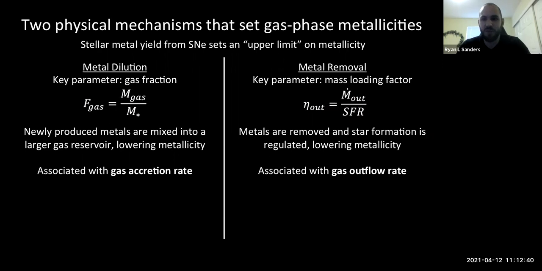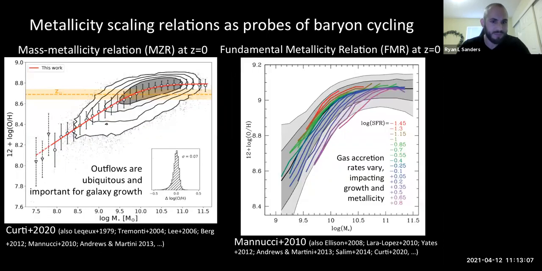For metal removal, the key parameter again is the outflow mass loading factor. And outflows can remove newly formed metals from the galaxy instead of mixing them into the ISM. And it also regulates star formation, thereby slowing the production of metals. And so both of these effectively lower the metallicity. And so these two physical mechanisms, we'd like to know how important they are relative to each other and how they're related in setting things like the mass metallicity relation.